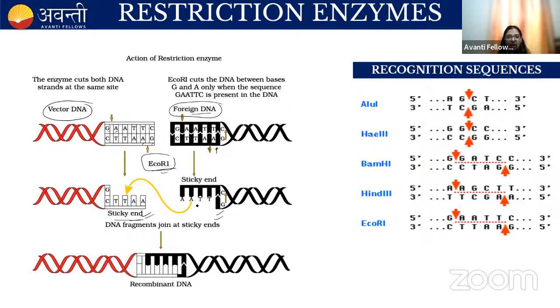And we know that DNA are complementary. So this AATT, which is a sticky end, will bind with the AATT, and they will form the recombinant DNA. And this reaction also requires an enzyme, which is DNA ligase. DNA ligase acts as a molecular glue. It helps in the joining of the vector DNA and the foreign DNA.